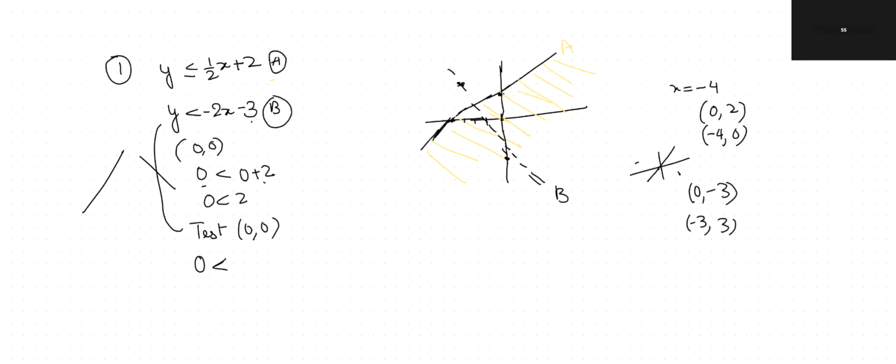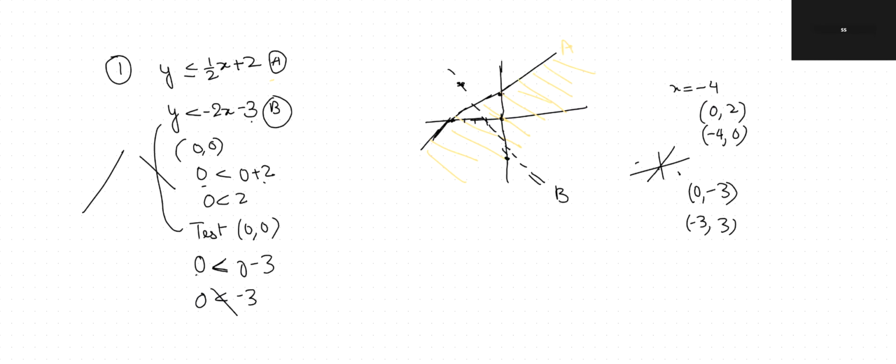But we shouldn't take a point which lies on the line, because then we'll not know which part to shade. Because it's easier to calculate, we put 0, 0. So we put x as 0 and y as 0. So we get 0 is less than -3. So 0 is not less than -3. It means 0, 0 is not part of the solution.